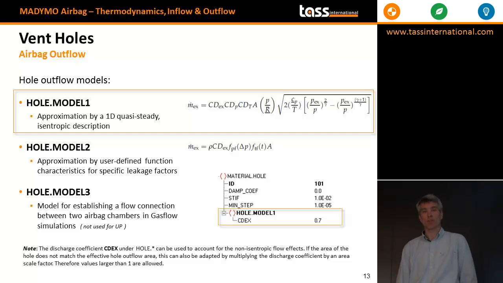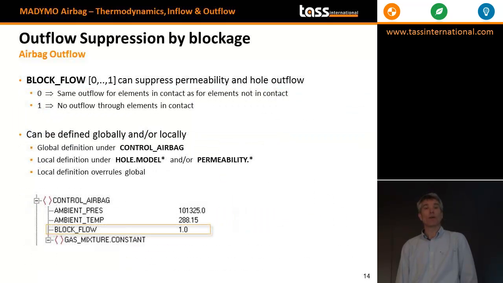Besides that, you have, as already said, a time function for the hole outflow, but there is even more, like triggering when the hole starts to open or to close. All those things are explained in more detail in the reference manual. Block flow. It's a value between 0 and 1. 0 means it doesn't matter where you have contact or not, the outflow will remain the same. If it's 1, then you are at the other side. If there is contact between such a hole element, but it can also be permeability, there will be no outflow.